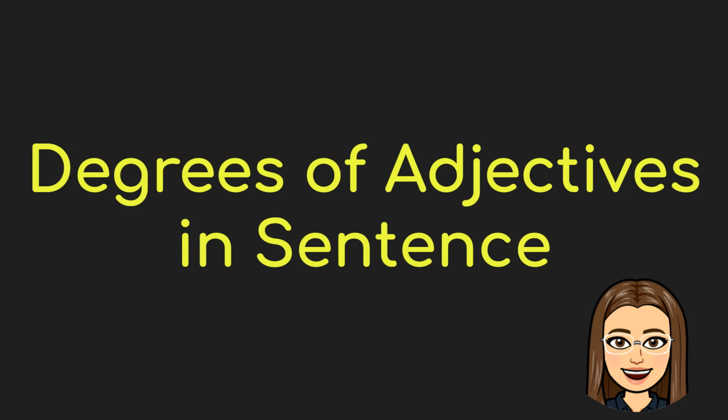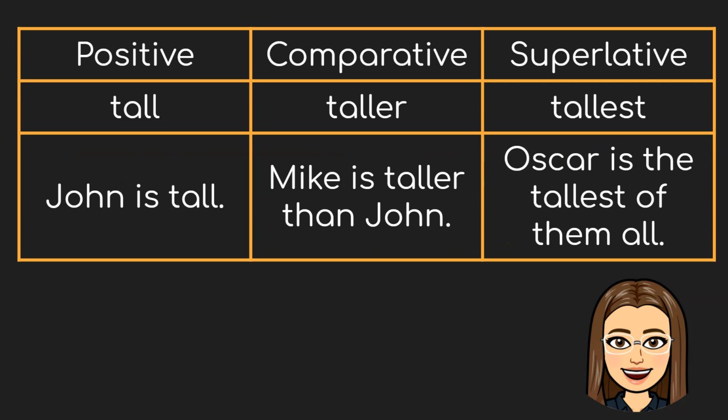Now let's have the degrees of adjectives in sentences. Again, we have positive, comparative, and superlative. For example, our positive adjective is tall, and the comparative form of tall is taller, and its superlative degree is tallest. For example, John is tall. For this one, we are just comparing one person, which is John.